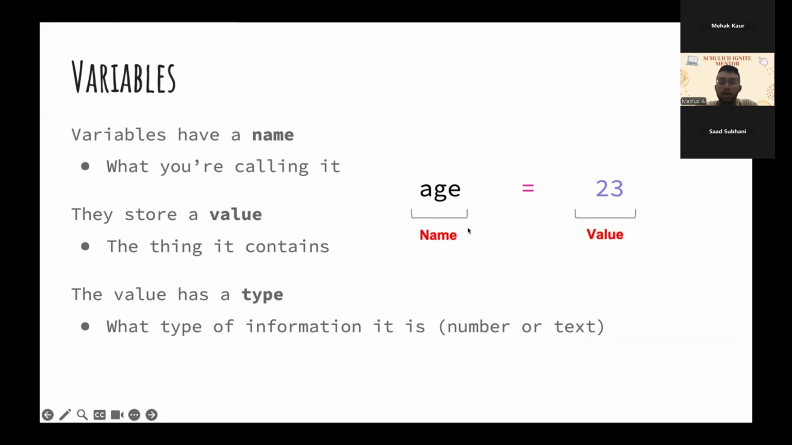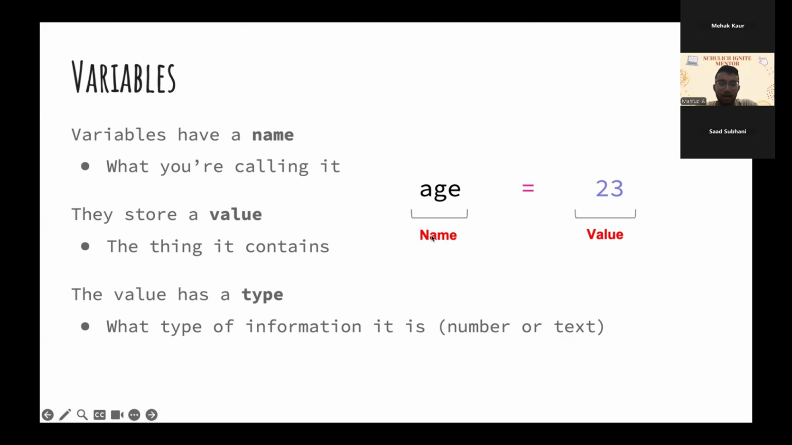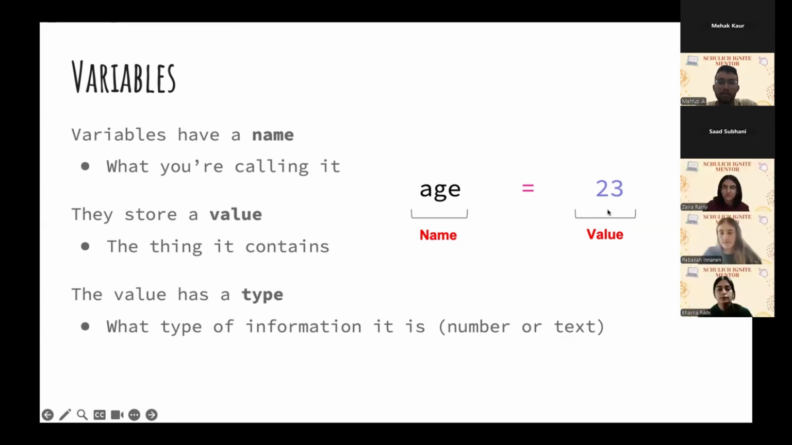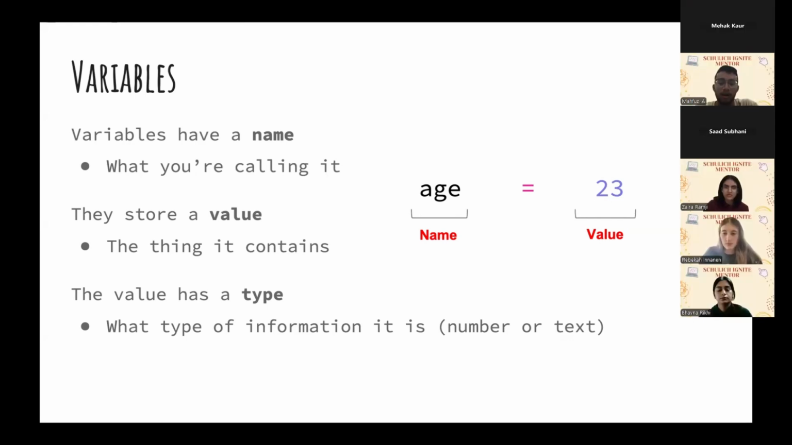So later on in our code, if we ever call this word age, it'll be replaced by this number, 23. Right now, it might not seem that useful, but it's really useful. The value has a type. There's a couple different types in Python. This one specifically would probably be an integer. Honestly, types are not really that important in Python, but having a basic understanding of it is.